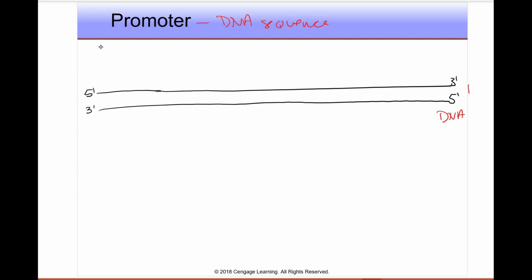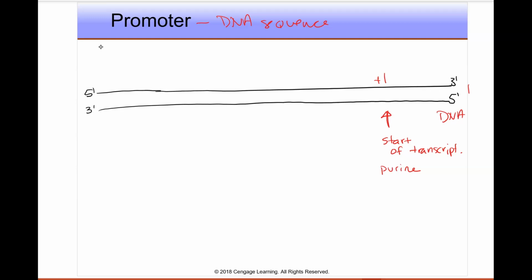The promoter has several regions. The first one, first of all, I should state that the start of transcription is termed +1. It always starts at +1, and it's usually at a purine.